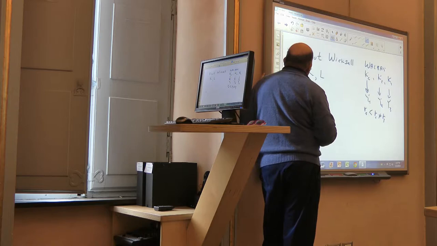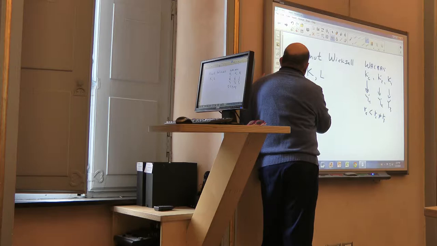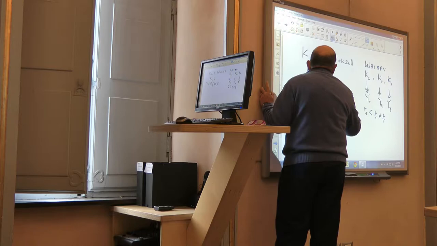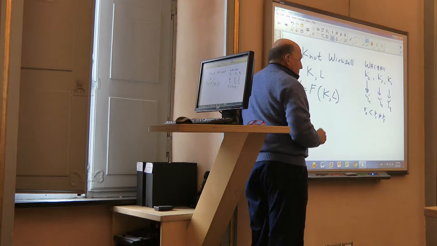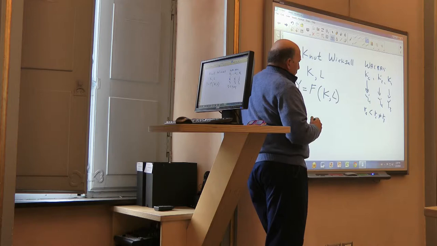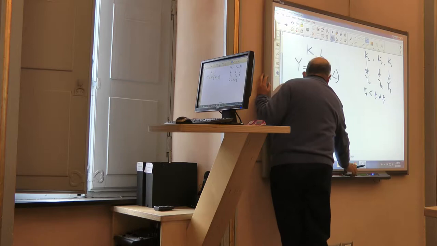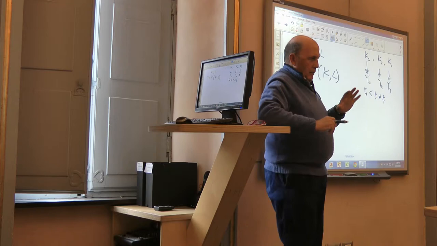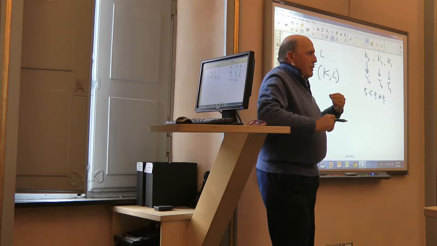And so what Wicksell does, he writes that total output in the economy is a function of capital and labor. Okay? That is, of the two, let's say, original factors of production in his approach. And each of these factors, I mean, this production function has a specific feature which makes it a production function which leads to an equilibrium result.